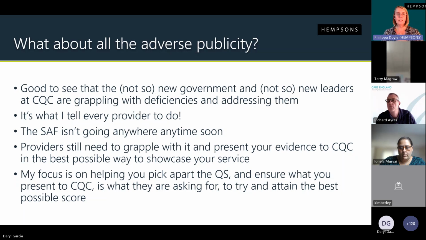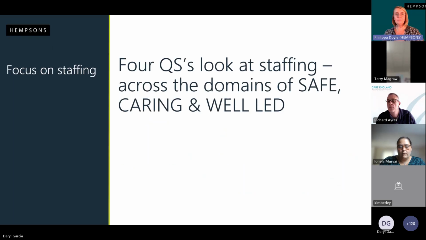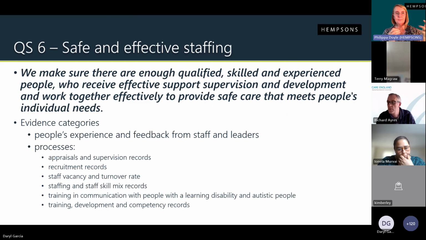So if we advance on to the next slide, please, Daryl. Today's focus is very much on staffing, and there are four quality statements that cover staffing, based in the safe, caring and well-led domains, which is absolutely where you'd expect to see them. So if we look at the first one, please, Daryl, that's quality statement 6, safe and effective staffing.